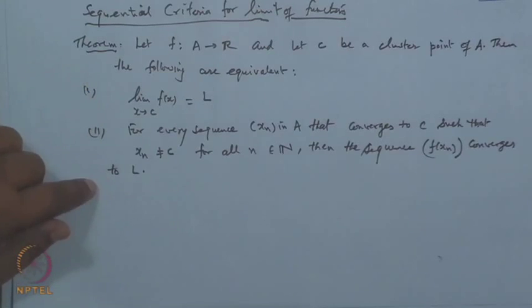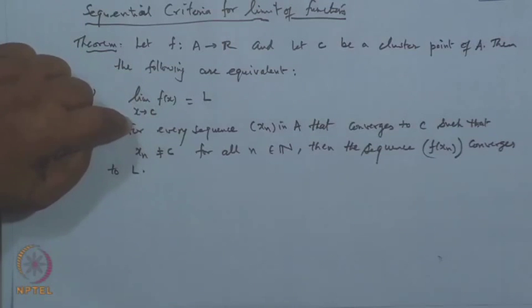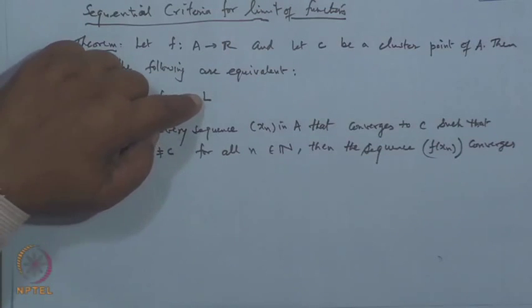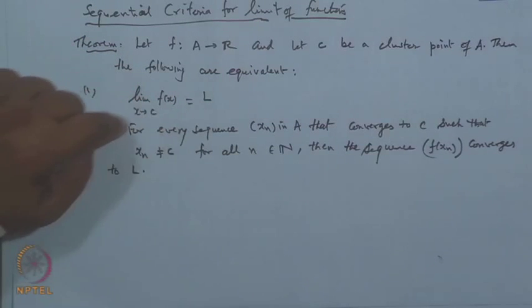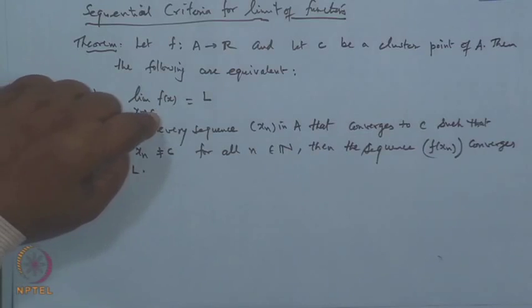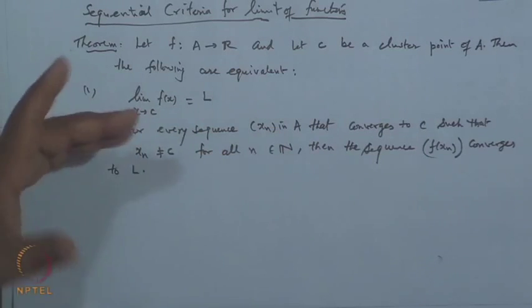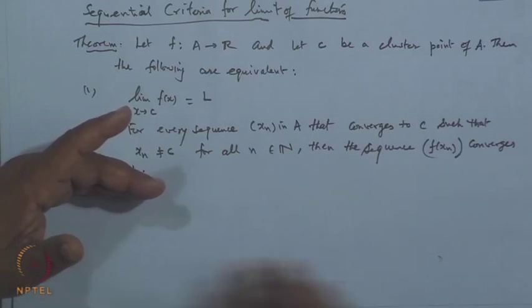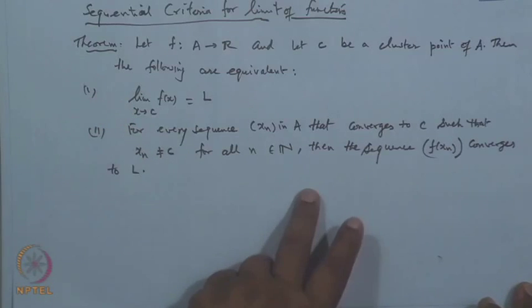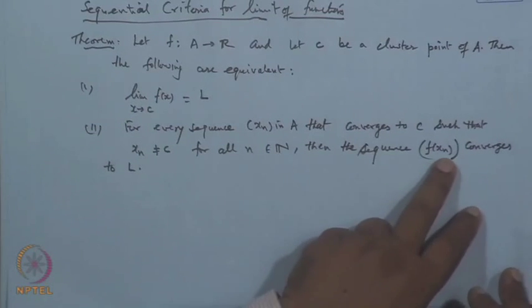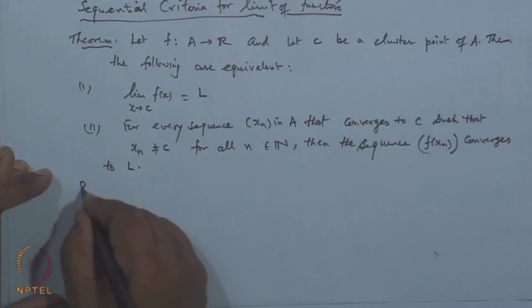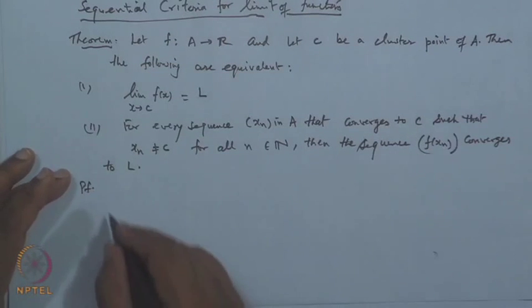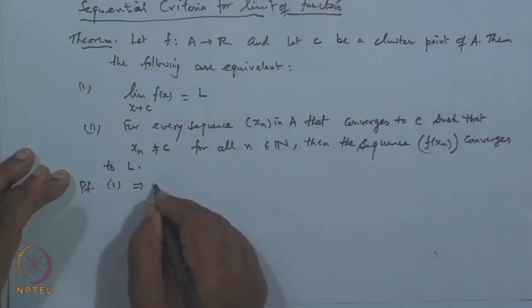So, both are equivalent, meaning the limit of f(x) when x tends to C is L means for any given epsilon greater than 0, |f(x) − L| is less than epsilon whenever |x − C| is less than delta and x is different from C. This is equivalent to saying there will be a sequence in A which goes to C and then the corresponding image f(x_n) will go to L. That is the proof. So, first we will show 1 implies 2.